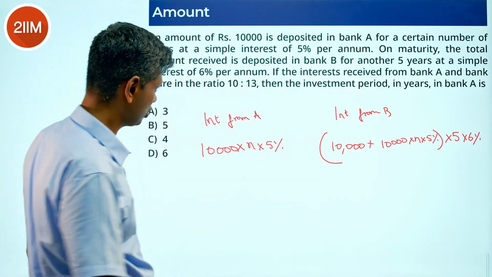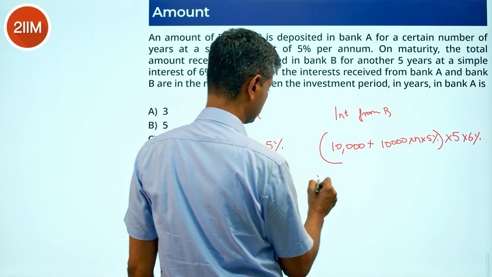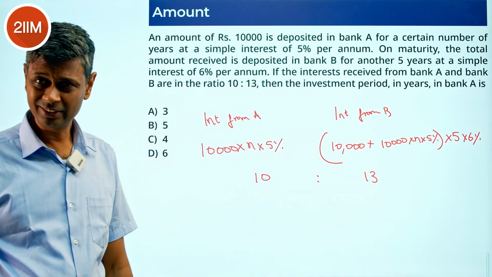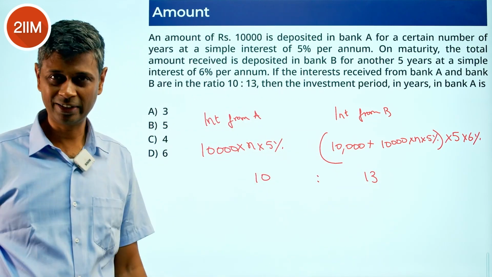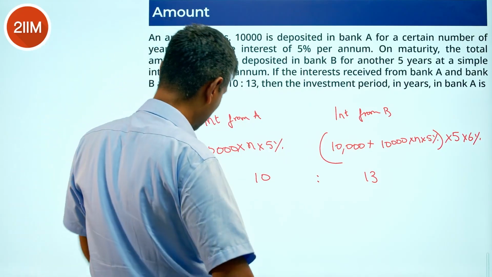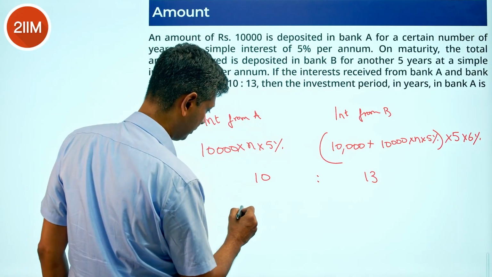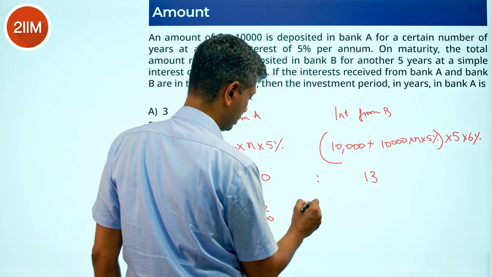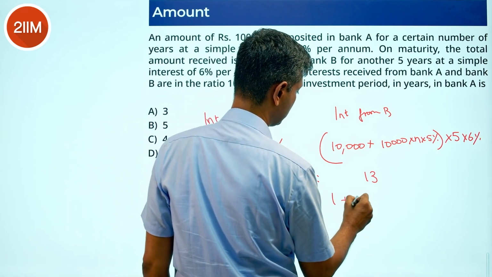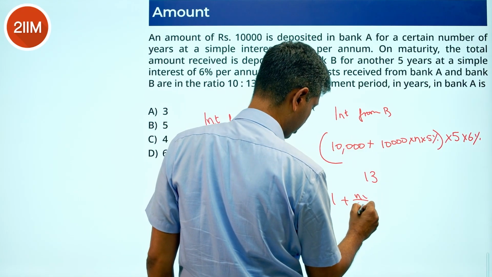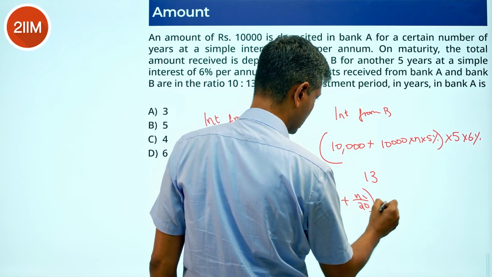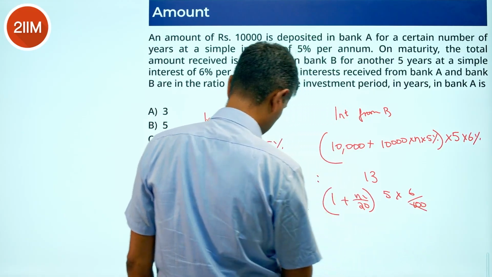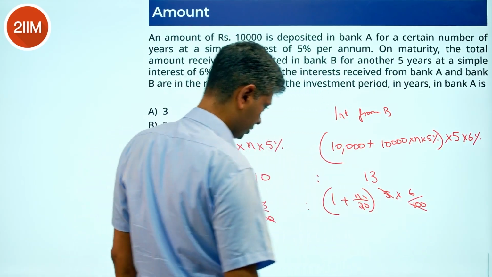This ratio is 10:13. The 10,000 will completely disappear. Simplify, solve for n, we should get the answer. And so let's remove the 10,000 completely. N into 5 by 100 is n by 20, over 1 plus n by 20, into 5 into 6 by 100. The 100 disappears, the 5 disappears.